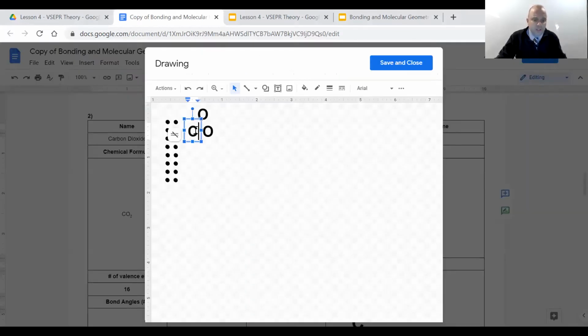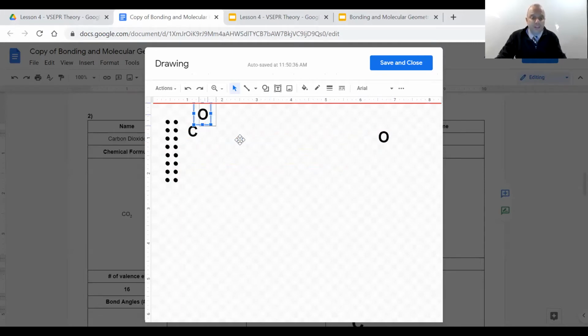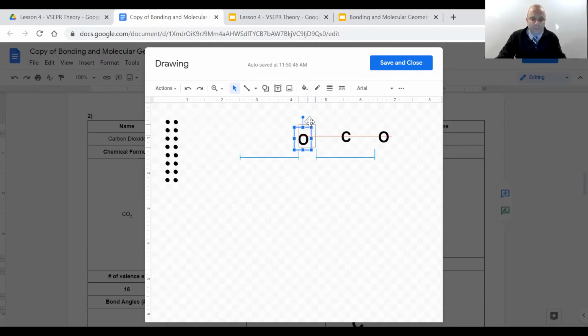Next thing that we're going to do is we are going to put our atoms in place. Now, you're going to put the less electronegative atom in the center. So in this case, the less electronegative atom is carbon. So that's what's going to go in the center. And these 2 oxygens will go on the outside of the carbon. So our picture is going to look like this.